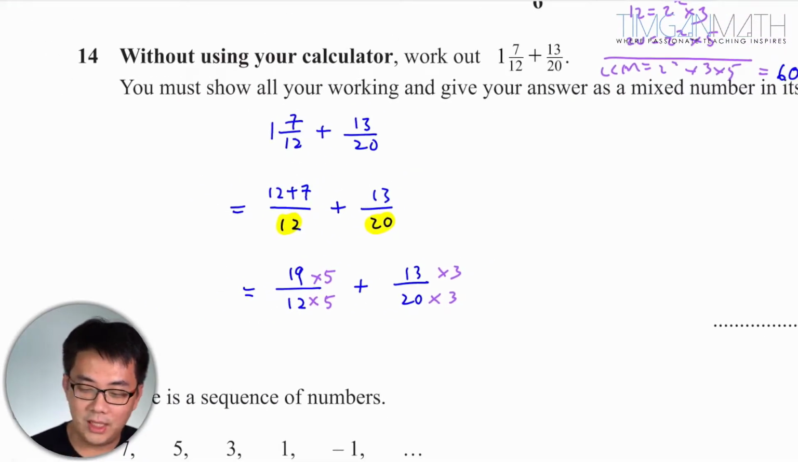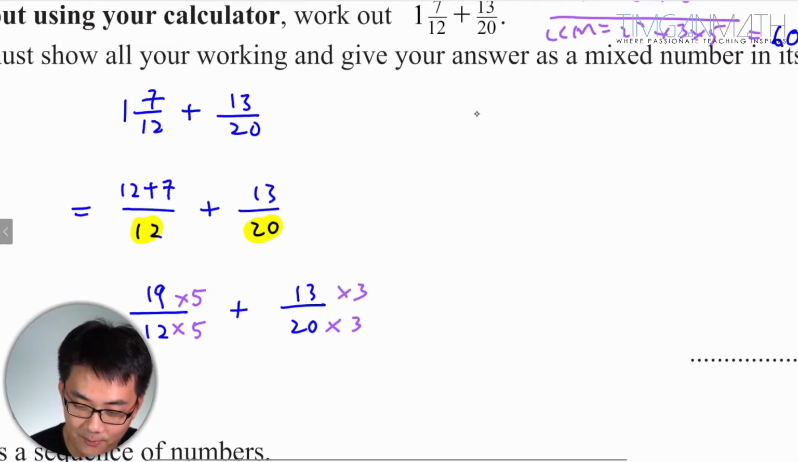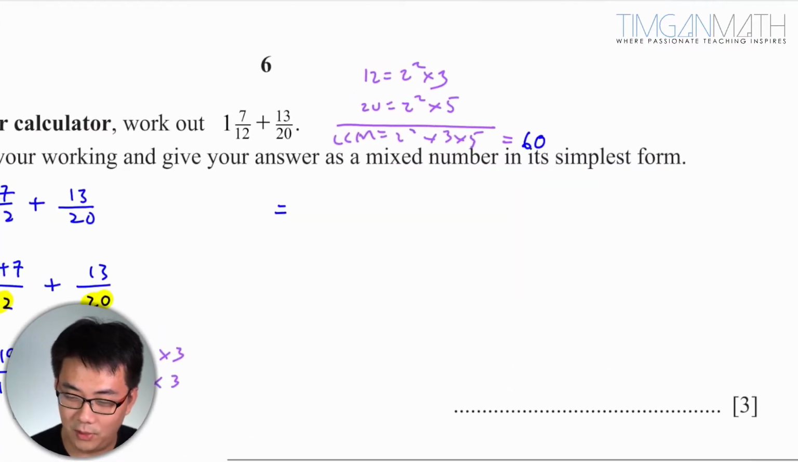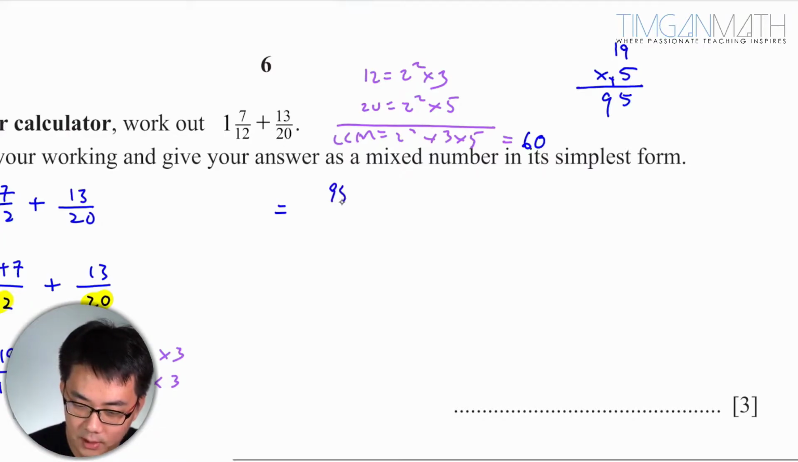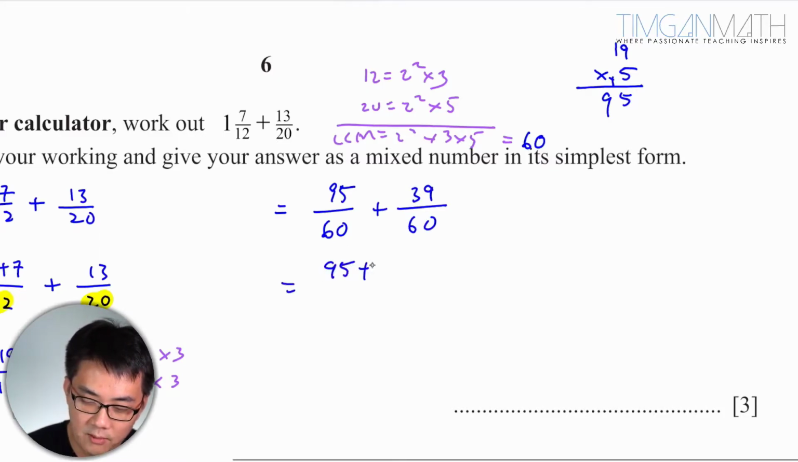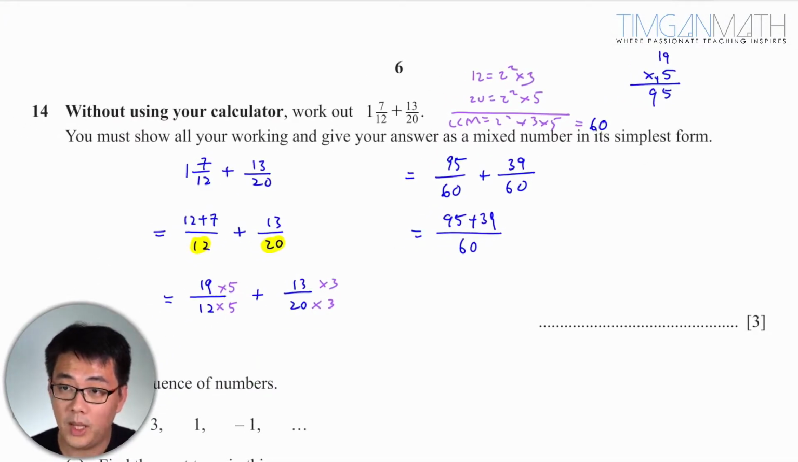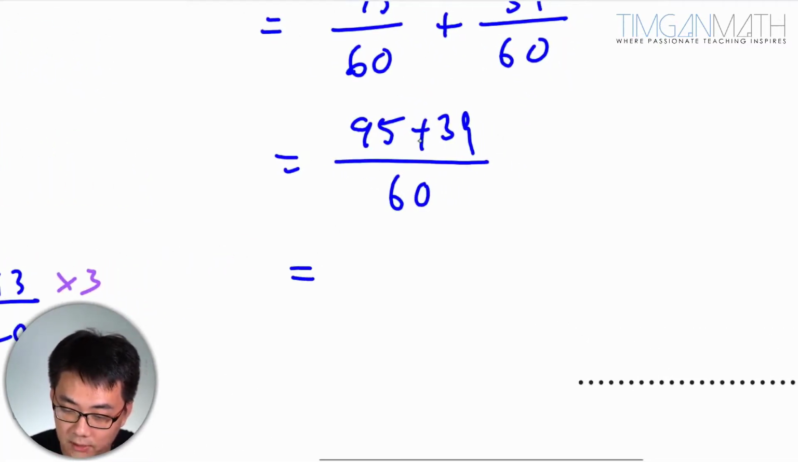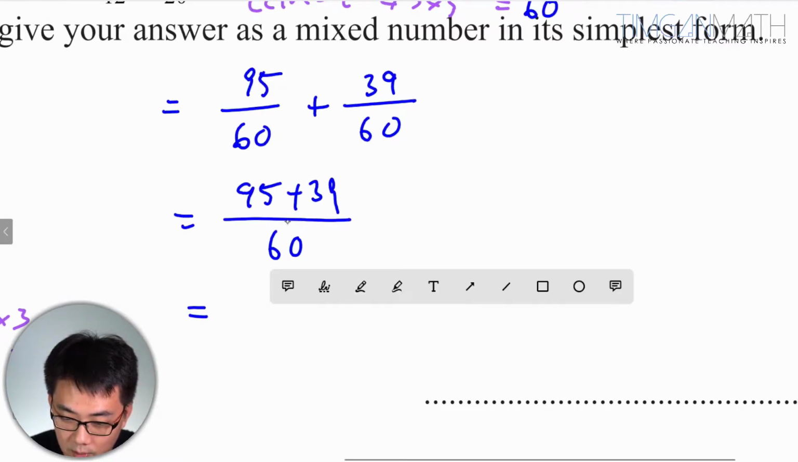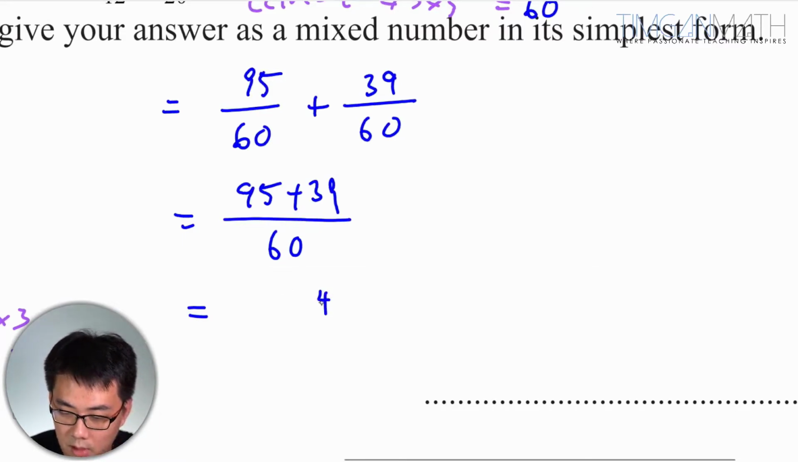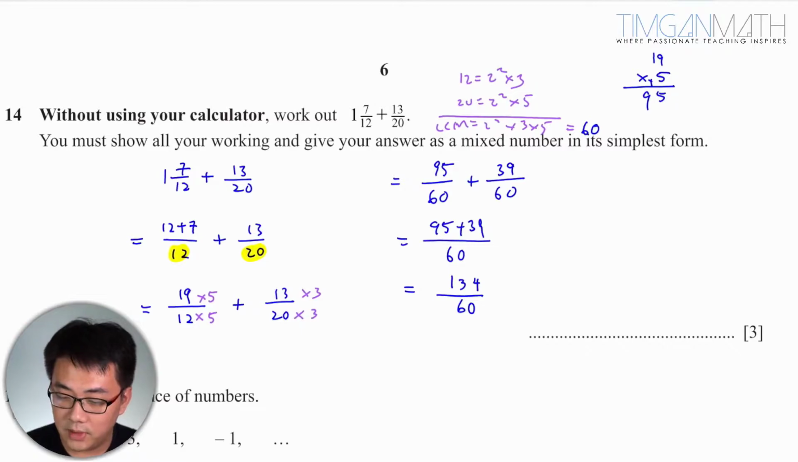I know it says without using a calculator, but 19 times 5, okay, I'll just manually count it out. So this is 45, carry 5, and this is 95. Yeah, 95 over 60 plus 39 over 60. Okay, then it'll be 95 plus 39 over 60. Mixed number in its simplest form. So 95 plus 39 would be 134 over 60. Okay, so you can just leave it in this form, I believe.